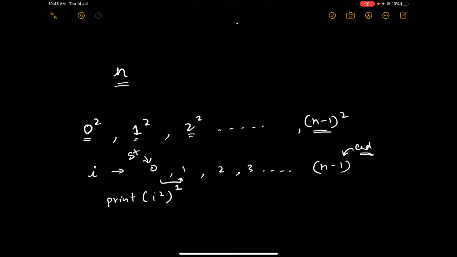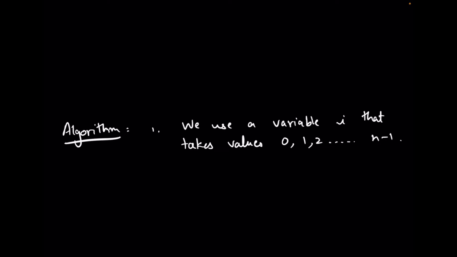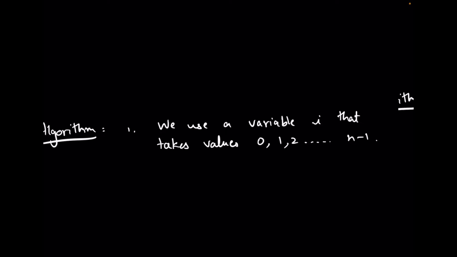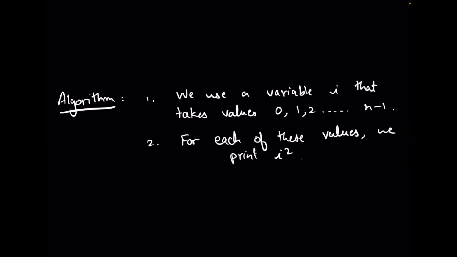Now let's formally write down our algorithm. The algorithm's first step is that we use a variable i that takes values 0, 1, 2 and so on till n minus 1, right? And then the second step is that for each of these values of i, we just print i square. So that's it. That's all that our algorithm is.